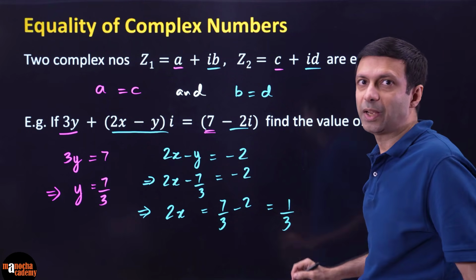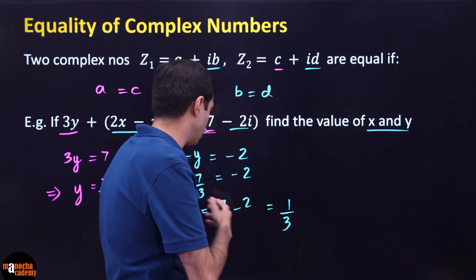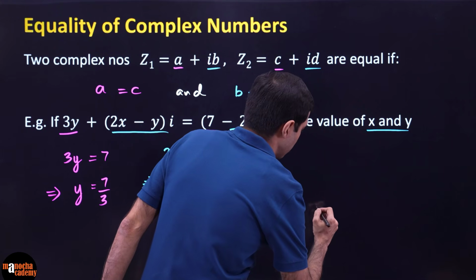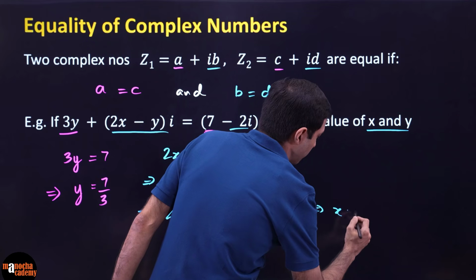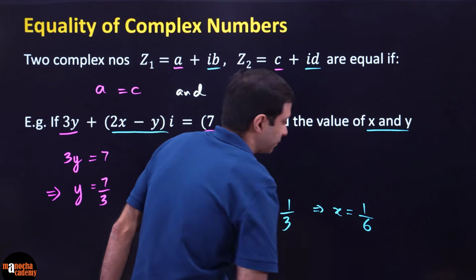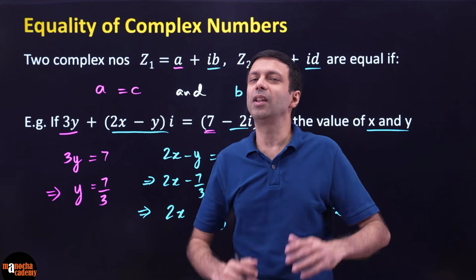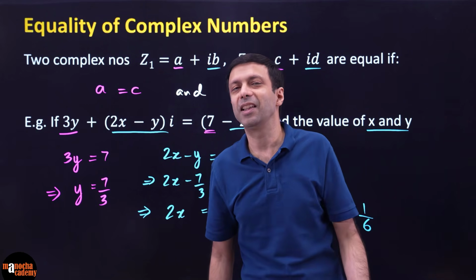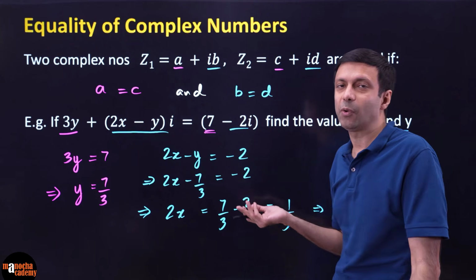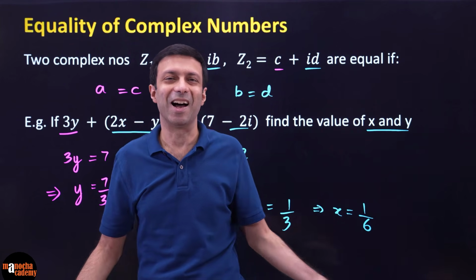And if 2x is 1 by 3, what is x going to be? It's simply going to be 1 by 6. So therefore, x is going to be 1 by 6. So there you go. So simple. If two complex numbers are equal, that means their real parts are equal and the imaginary parts are equal. That's what we equated here, and we simply got the answer.